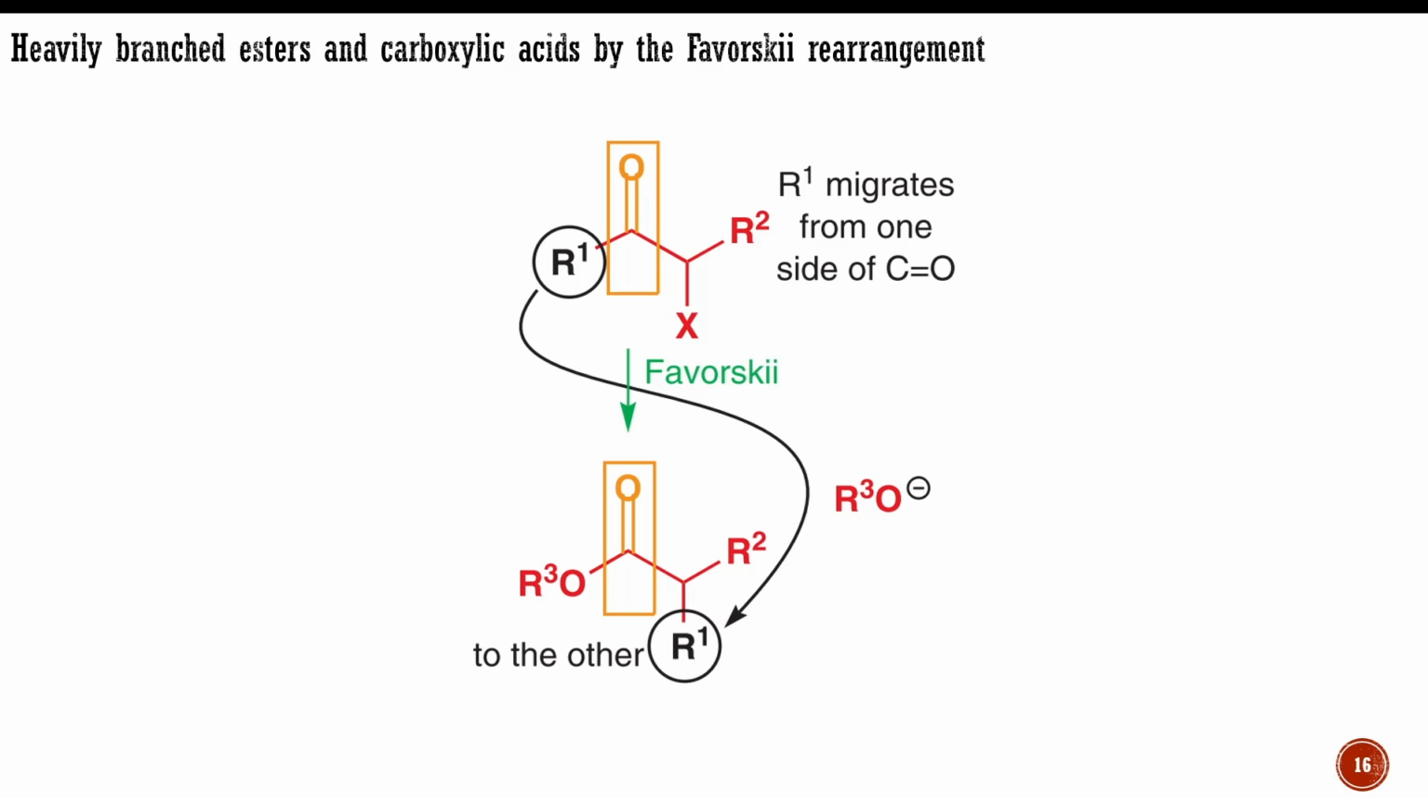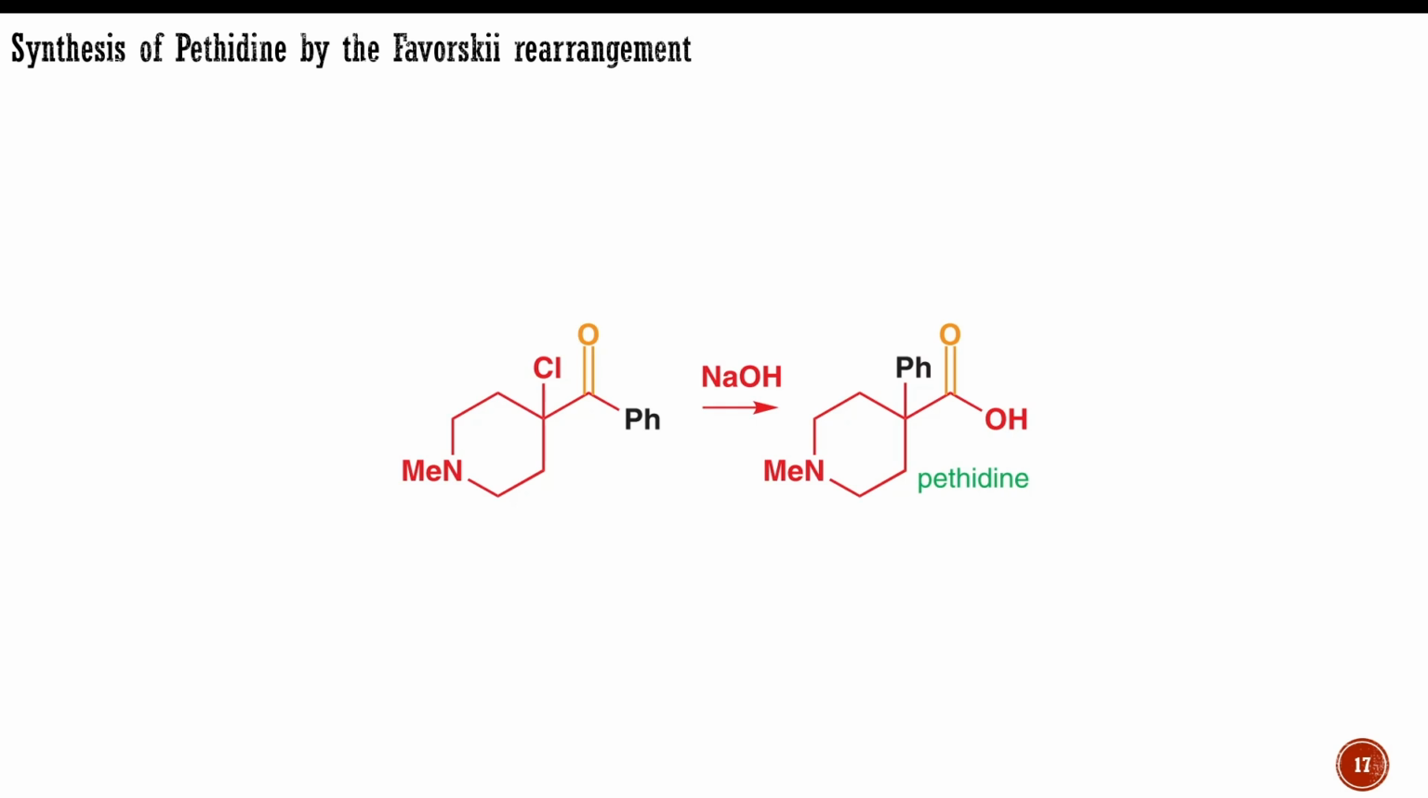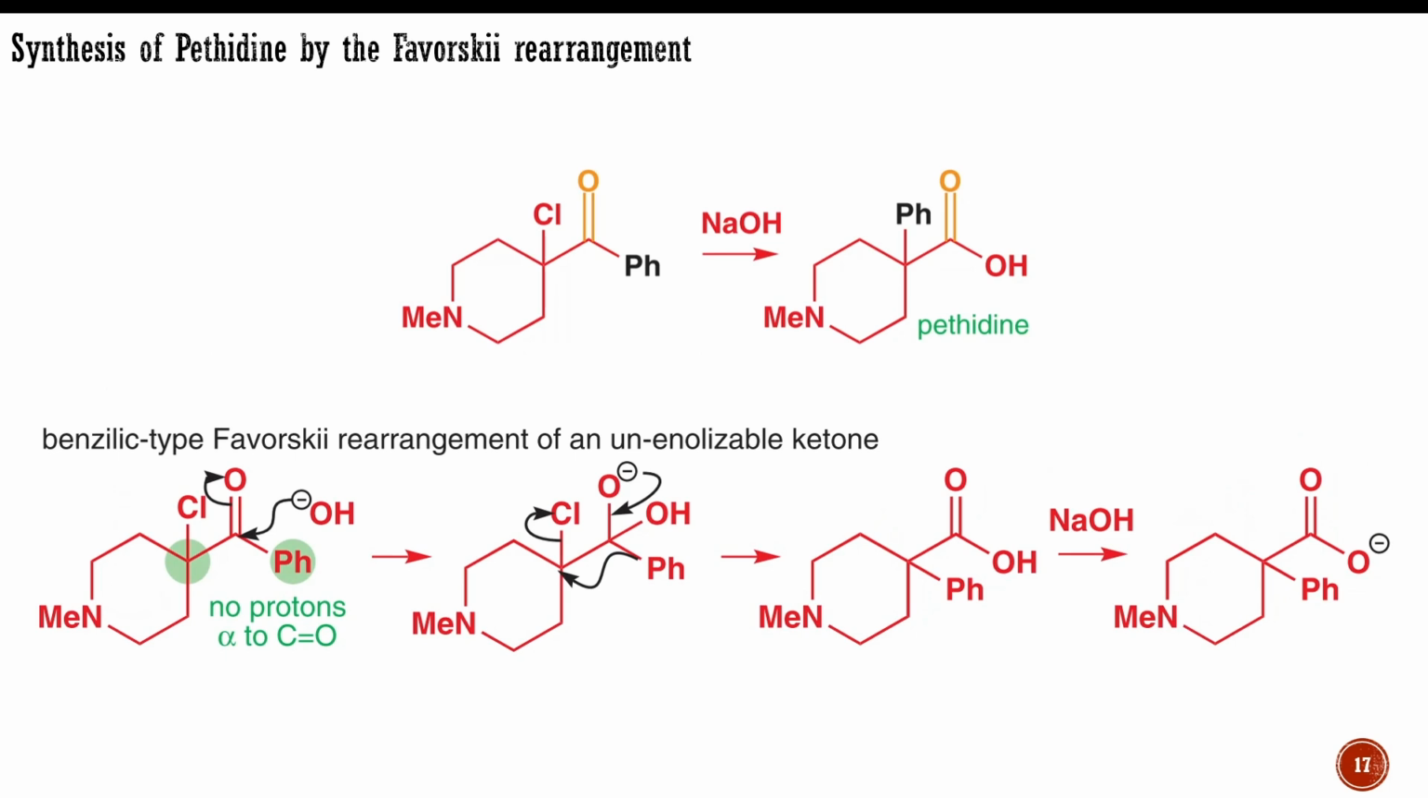The Favorskii rearrangement is also a key step in the synthesis of the powerful obstetric painkiller pethidine. But try writing a mechanism for this last reaction and you will run into a problem, as there are no acidic protons, so the ketone cannot be enolized. Yet the Favorskii rearrangement still works.